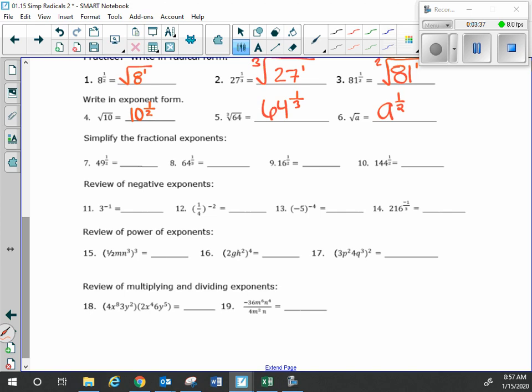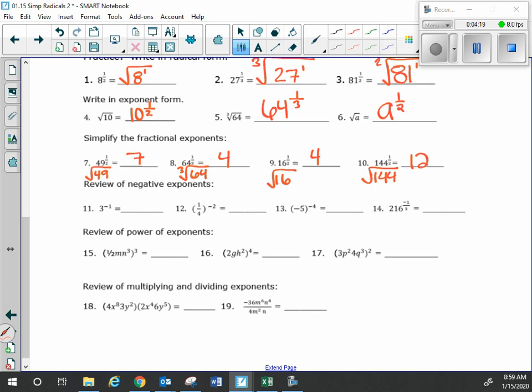So, if I'm simplifying 49 to the power of 1/2, if I rewrite it as a radical, what would that be? Square root of 49. But if it's asking me to simplify it, what would that give me? 7. Why don't you guys go down the line and simplify those for me? Okay, so 64 to the power of 1/3. 4, because it's the cube root of 64. Very good. 16 to the power of 1/2. 4, because it's the square root of 16. 144 to the power of 1/2. 12, because it's the square root of 144.